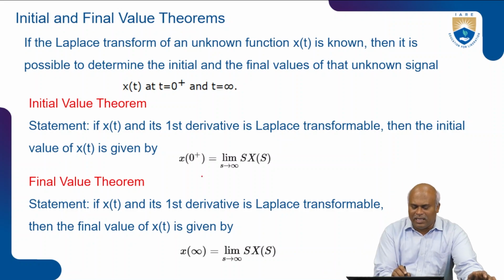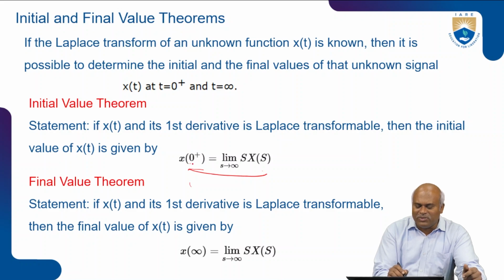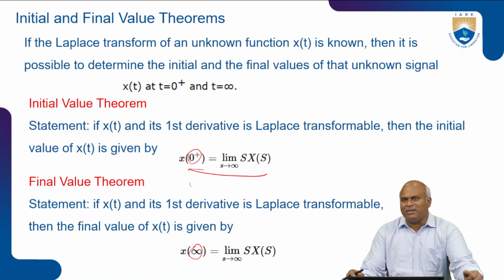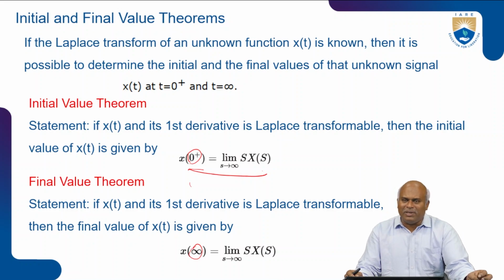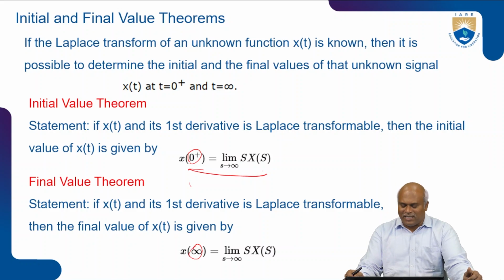In this case, the initial value theorem starts with the signal at 0, represented as 0 plus, and the final value is represented as infinity. Both are handled with the derivative equations. The derivative is represented as a first derivative for both the initial as well as the final state. For the Laplace transformable first derivative of the signal, the result is limit s tends to infinity of s x of s, and the final value theorem states limit s tends to infinity of s x of s.